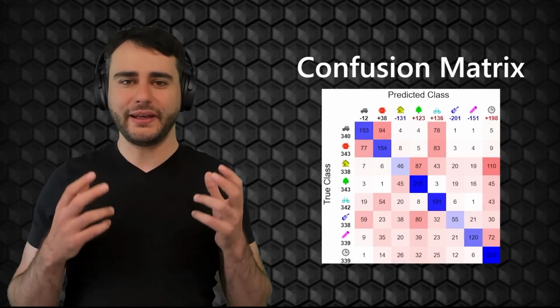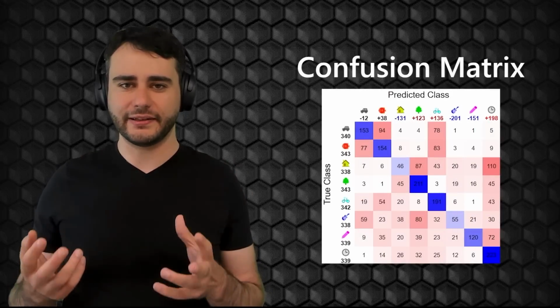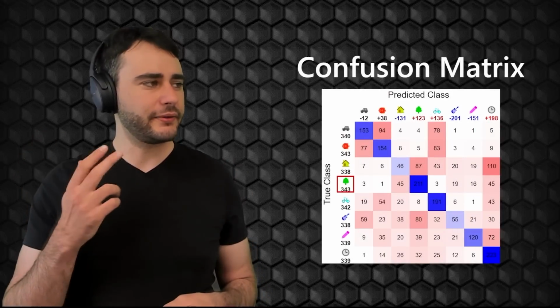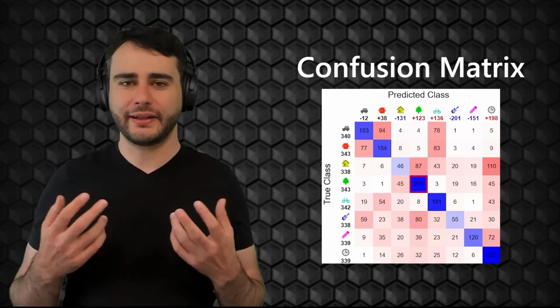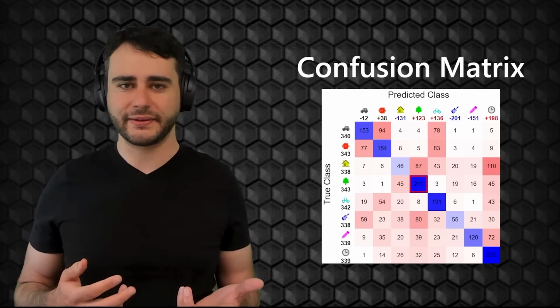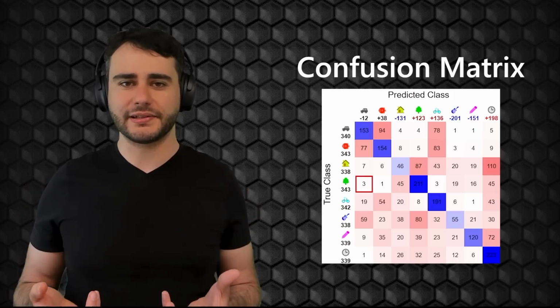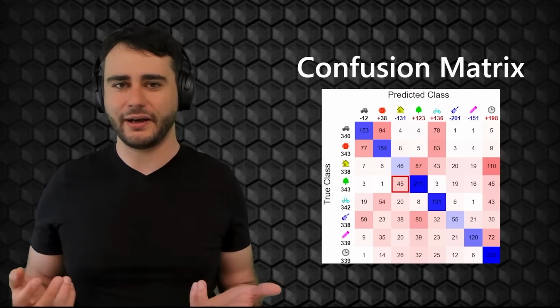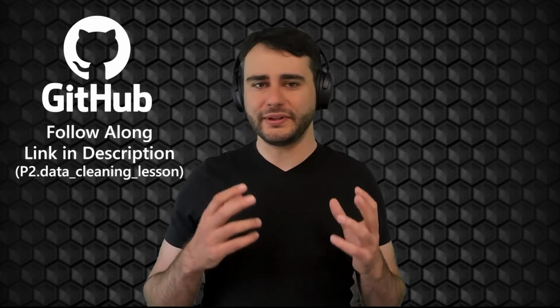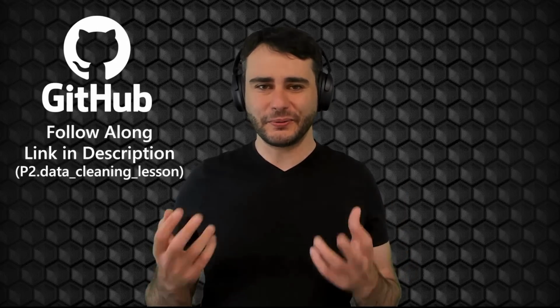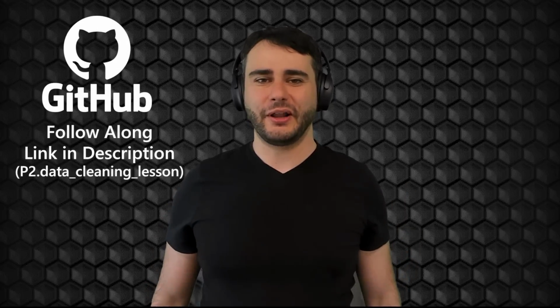A good tool for understanding this is the confusion matrix, a table that says how many items are misclassified as something else. Like here, out of 343 trees, 211 are correctly recognized. But 3 are classified as cars, 1 as a fish, 45 as a house, and so on. Now, let's learn how to code this new visualizer. And don't worry, you won't be confused for long.